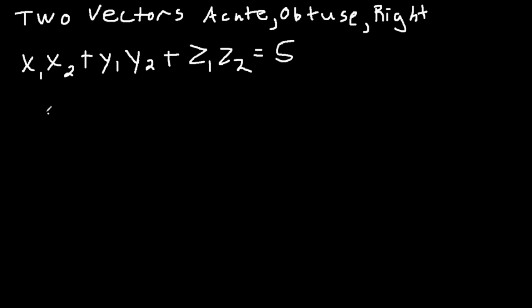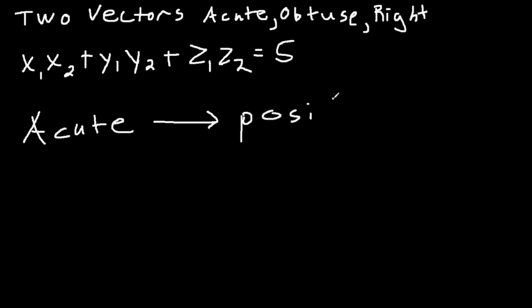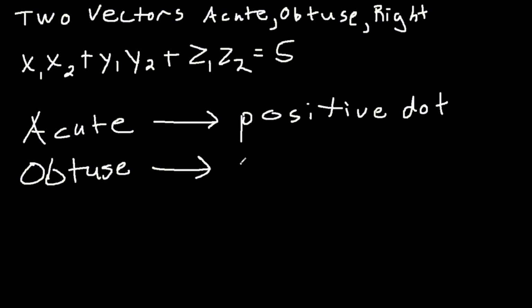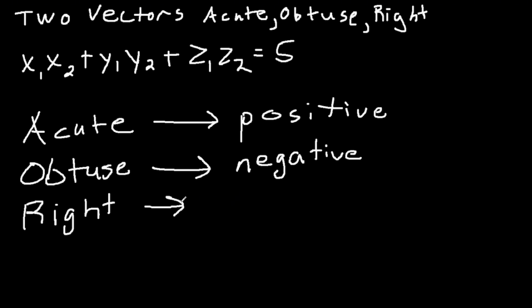This 5 means that the angle between the vectors is acute. So if we find the dot product and it is a positive number, the angle is acute. So acute is a positive number for the dot product. Positive dot product. I'm going to rewrite that. If the angle is obtuse, then the dot product is negative. And if the angle is right, hold on, let me erase this. If the angle is right, then the dot product will be 0.